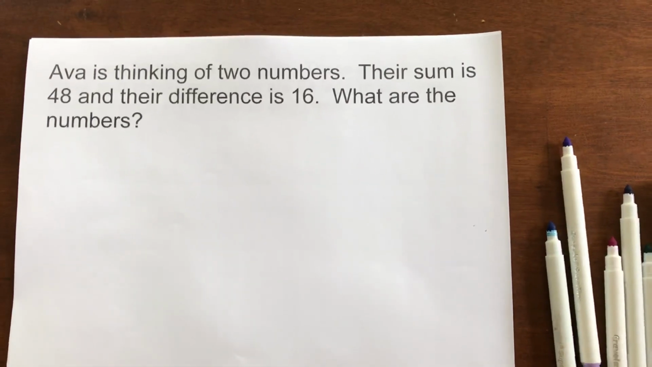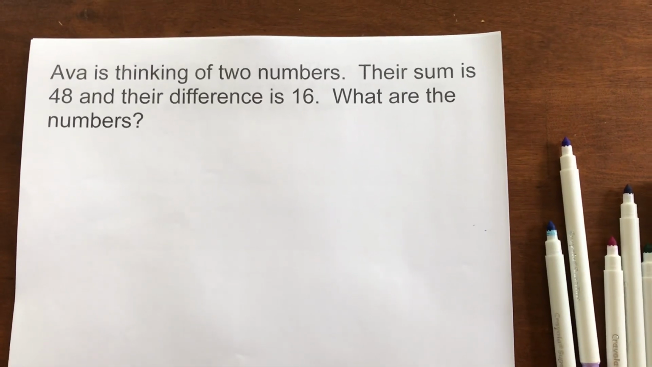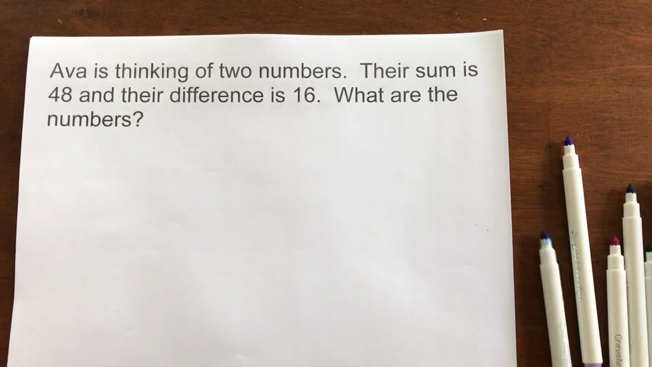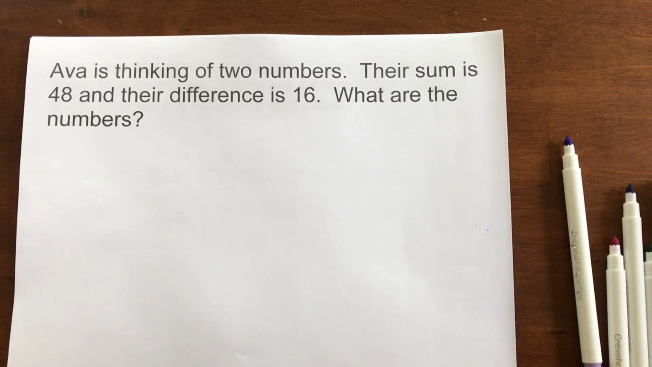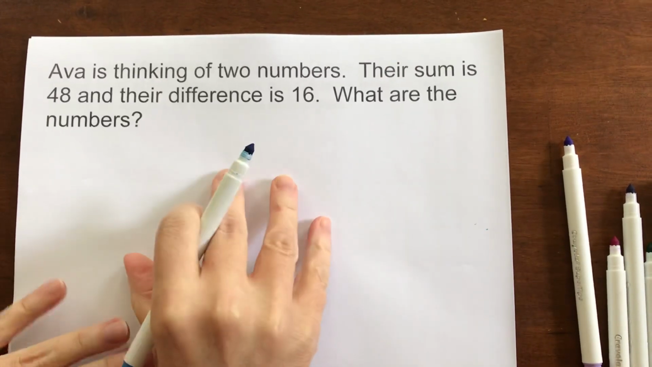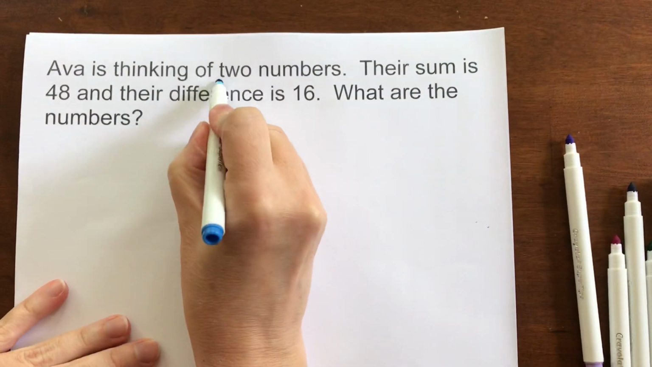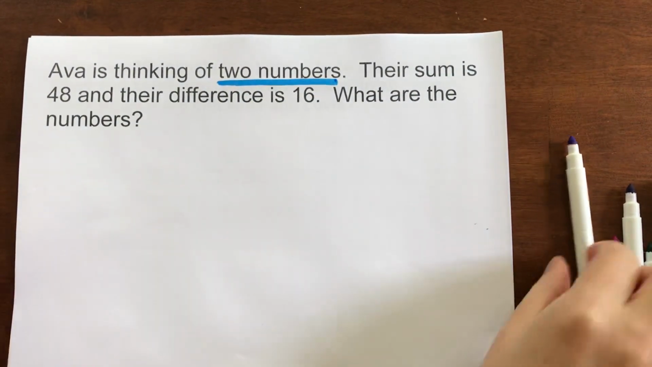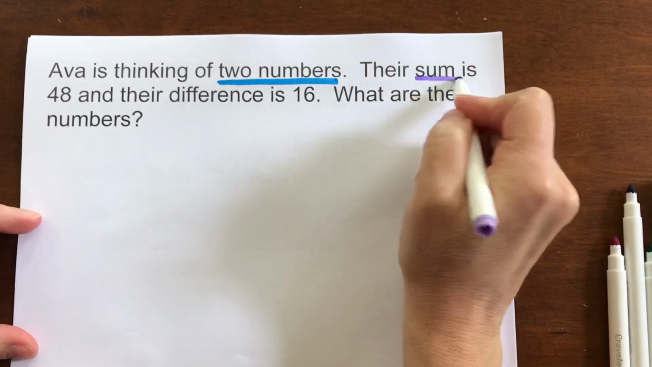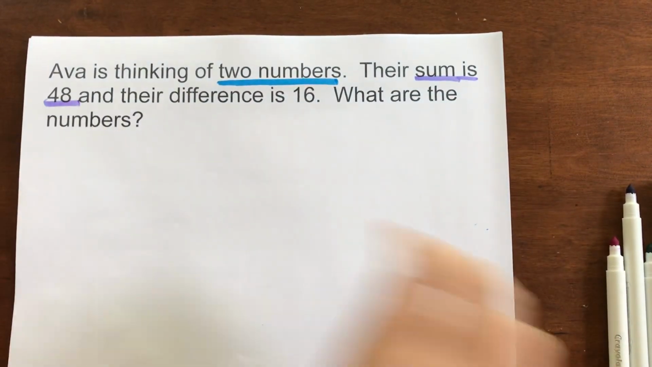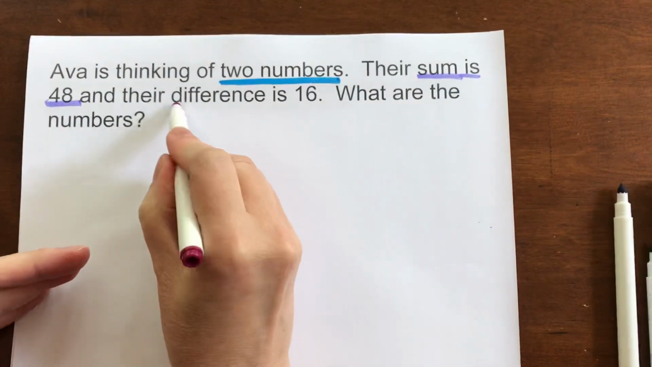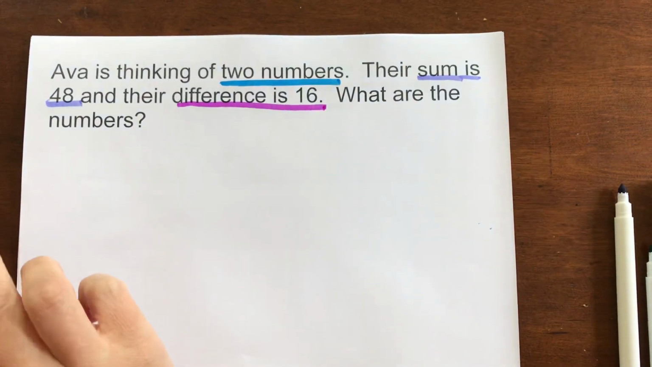Okay, this is going to be systems word problems part 2. So let's look at a couple of different types of equations here. Let's look at this one, not as advanced as the other one. Ava is thinking of two numbers. Their sum is 48, and their difference is 16. So what are the numbers?